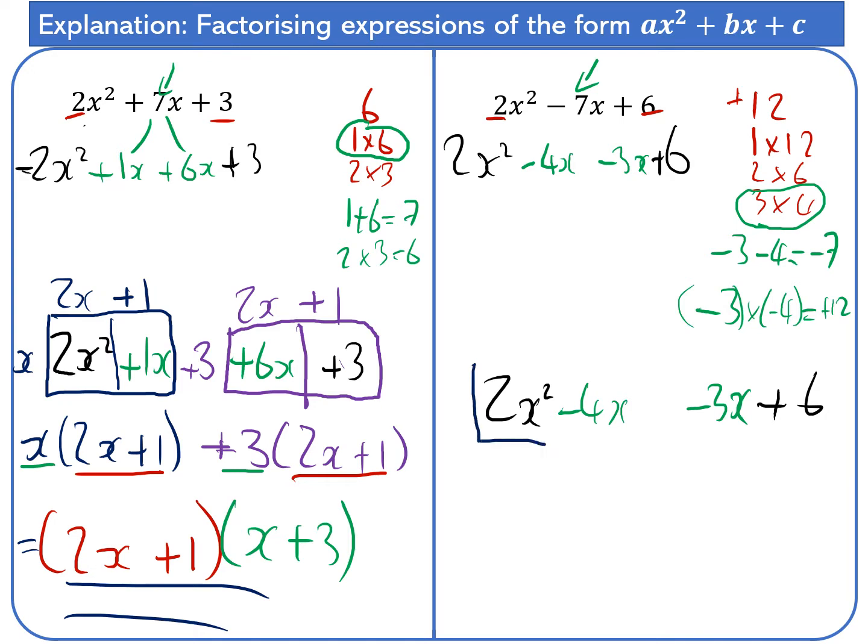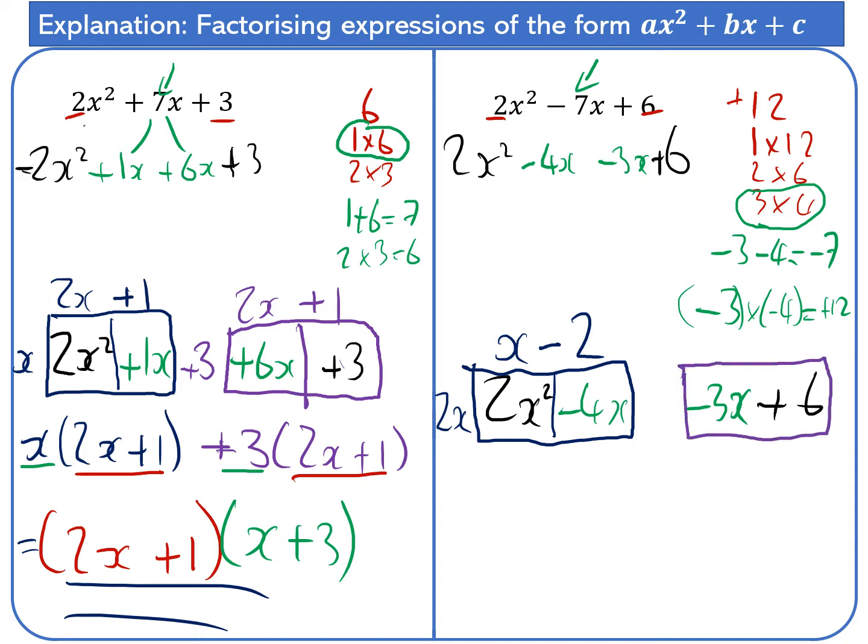Box that one up, like so. What's common to both? I've got x, but I've also got 2. So it's 2x, I must get the highest common factor out. 2x times x is 2x squared. 2x times 2 is 4x, but it's a negative. Let's go over here, box that one up.